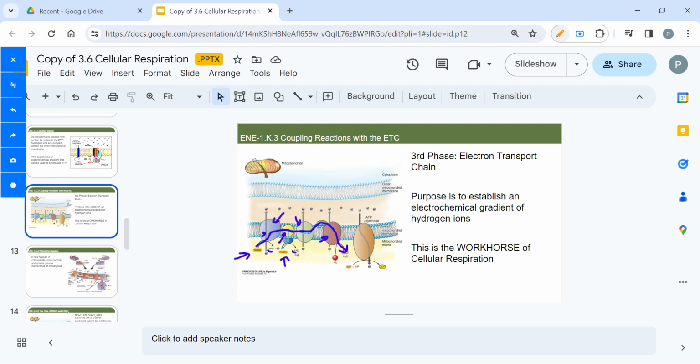What are the names of them? You don't need to worry about it. It's fine. And what happens when it passes through is the hydrogen ions that were attached to the NADH and the FADH2 are going to be pumped into this space, this inner mitochondrial space.